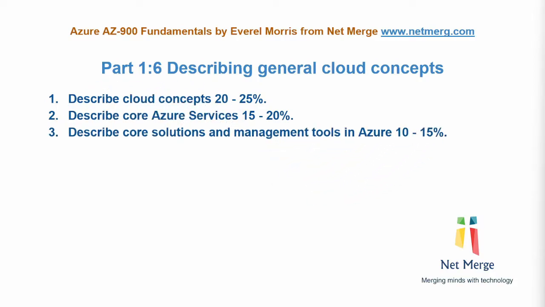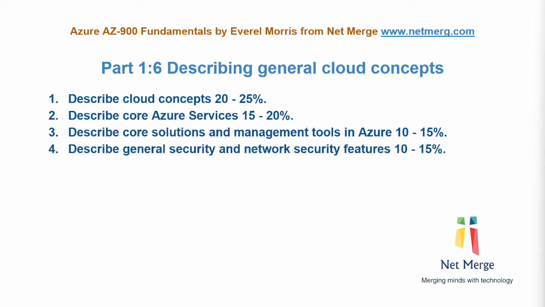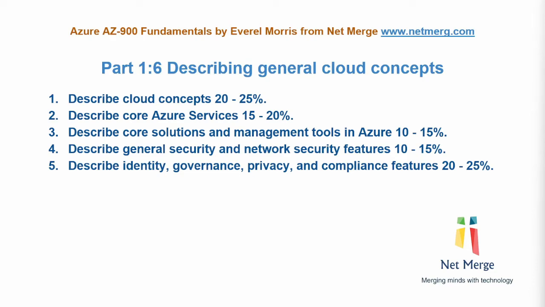Third, we're going to talk about solutions and management and tools in Azure. That's 10 to 15%. It's not a long chapter. Then we go to Chapter 4. We'll be describing general security and network security features. Azure is really big in security and compliance and privacy and all those things, so we'll be going over that. Next, we're going to be talking about identity, governance, privacy, and compliance features. So we'll be talking about security, passwords, overall governance, and compliance. Privacy, how your data is kept and maintained by Microsoft. Then we'll talk about compliance, regulatory compliances, etc.